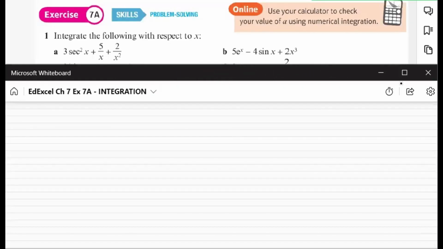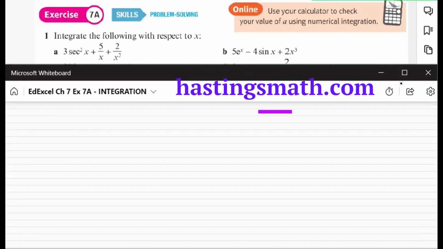This is a video from the EdExcel P3, Chapter 7, Exercise 7A. We're going to do number 1A to start. So this chapter in P3 deals with the sorts of problems that you have to know how to do in P3 integration.